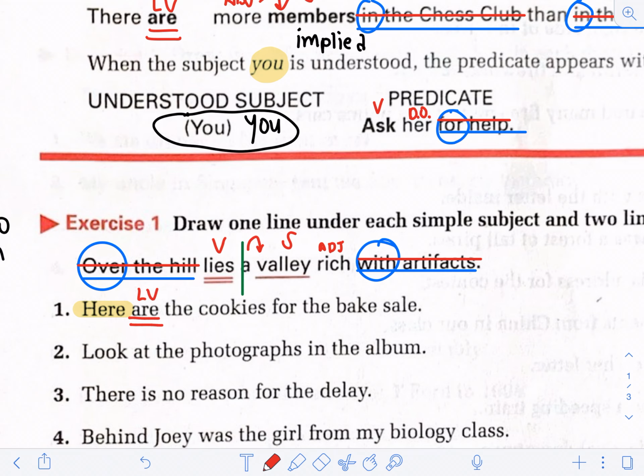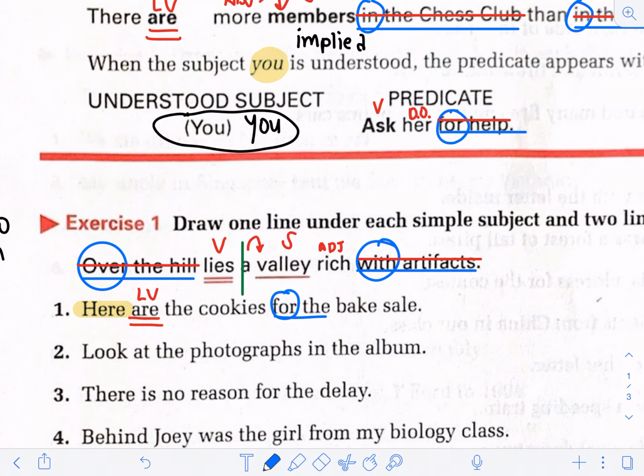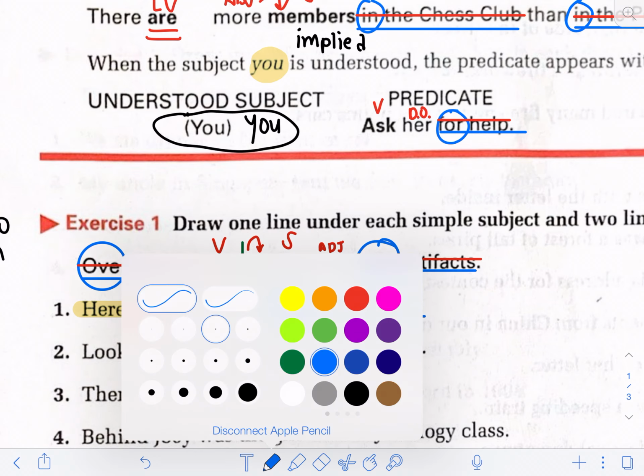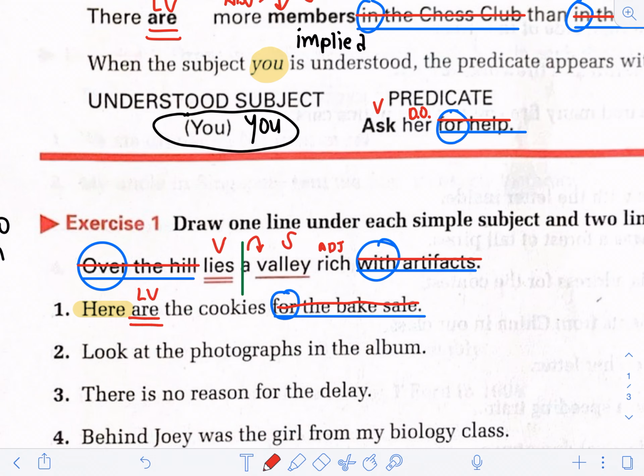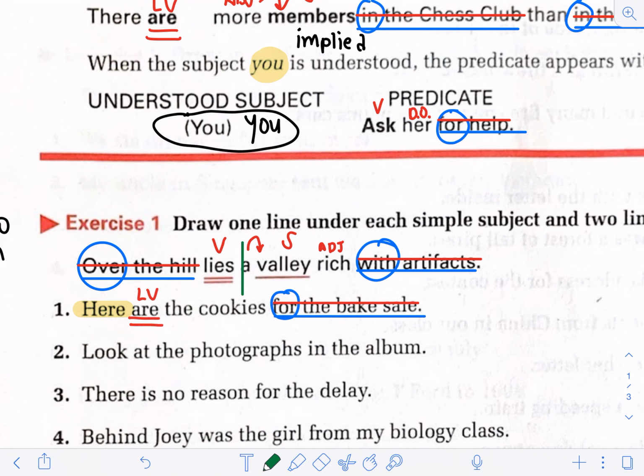Here are the cookies for the bake sale. I know that "for" is a preposition, so this is the whole prepositional phrase. A prepositional phrase cannot contain the subject or the verb, so I know I can cross it out. That gives me way less words to work with. If I'm looking for the complete subject and the complete verb, I would draw my green line there. You guys don't have to do this.